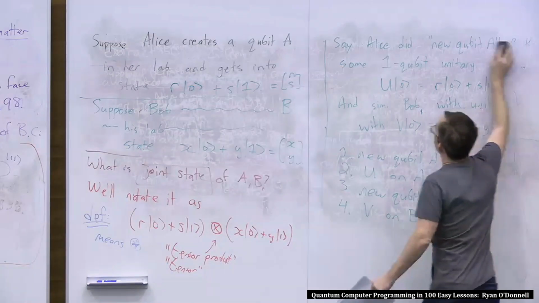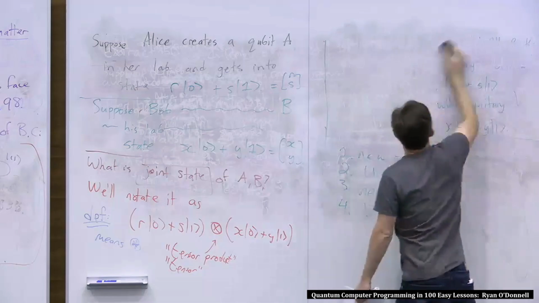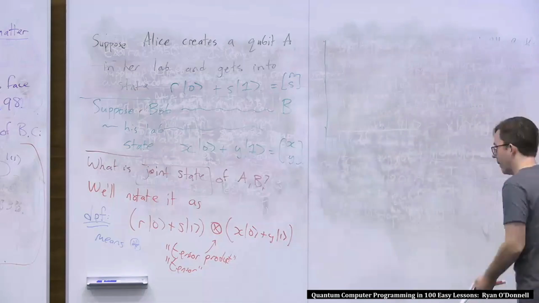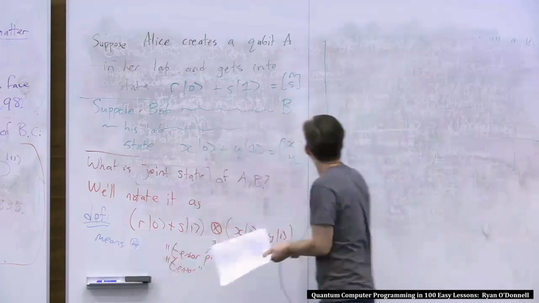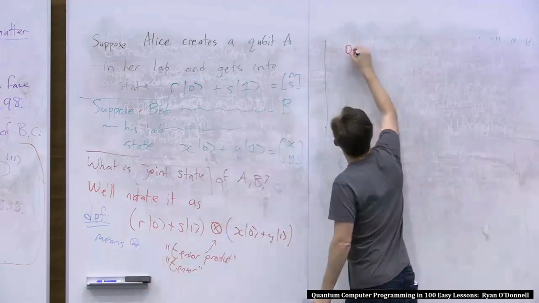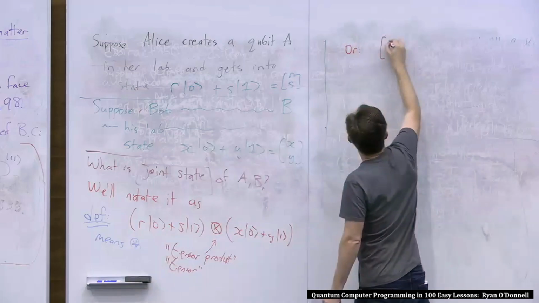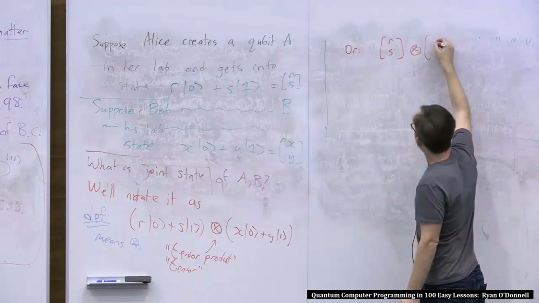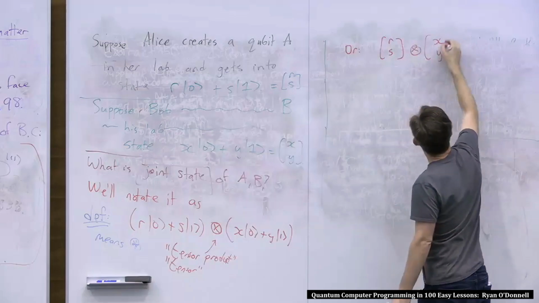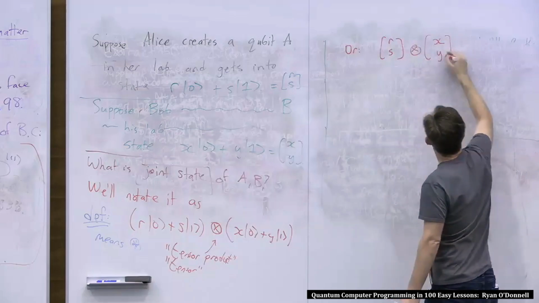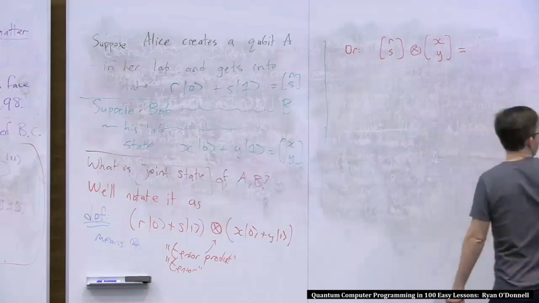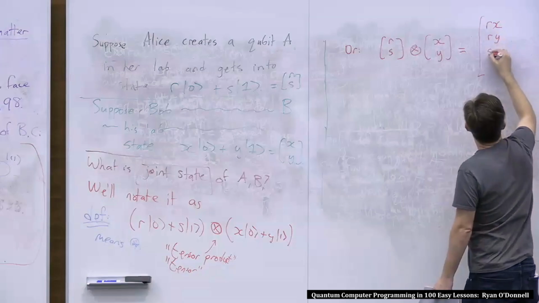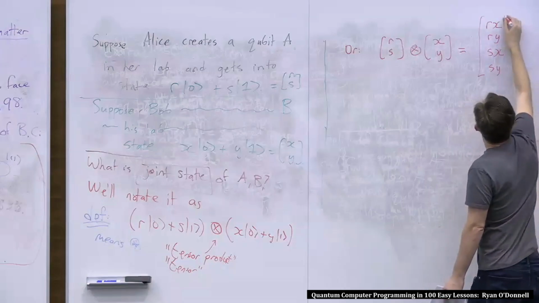What I'm saying here is that this little 2D vector, RS, that's a 1 qubit state vector, tensor product, this other 2D state vector, XY, equals this tall state. It's a 4-dimensional vector, Rx, Ry, Sx, Sy.